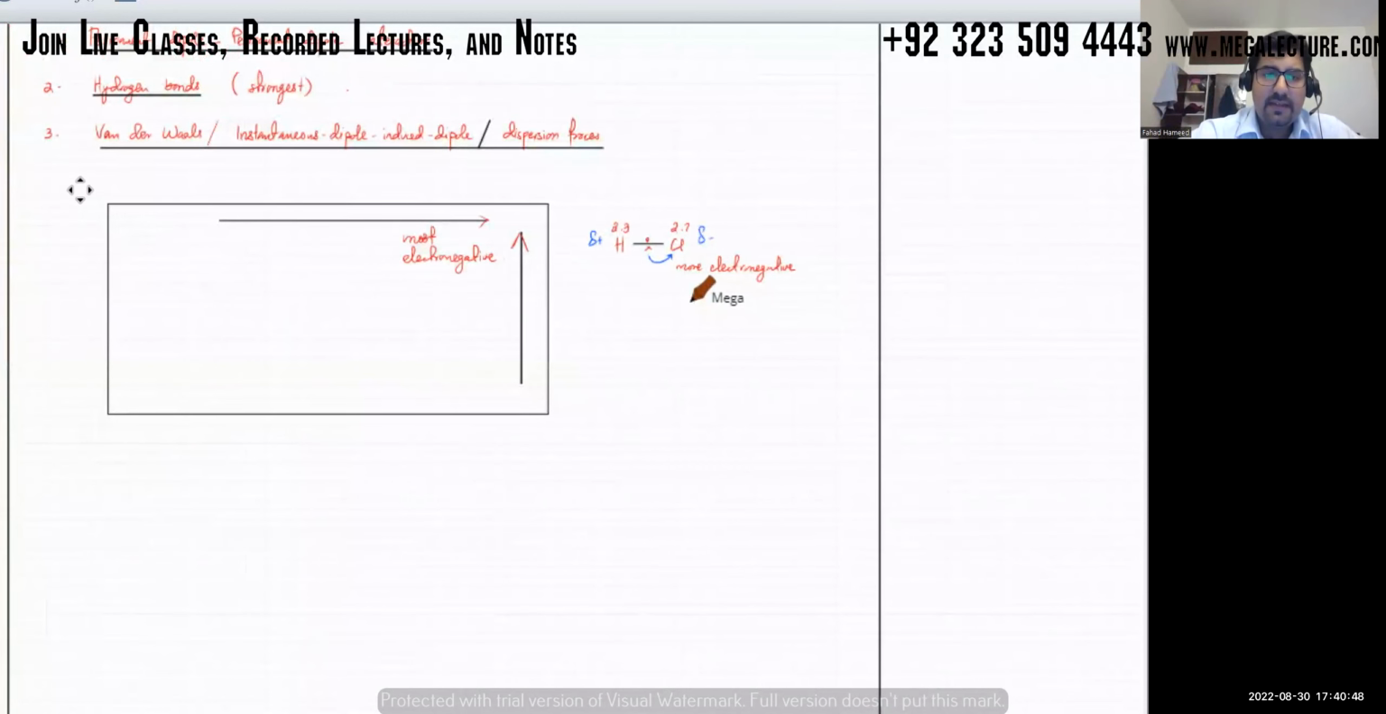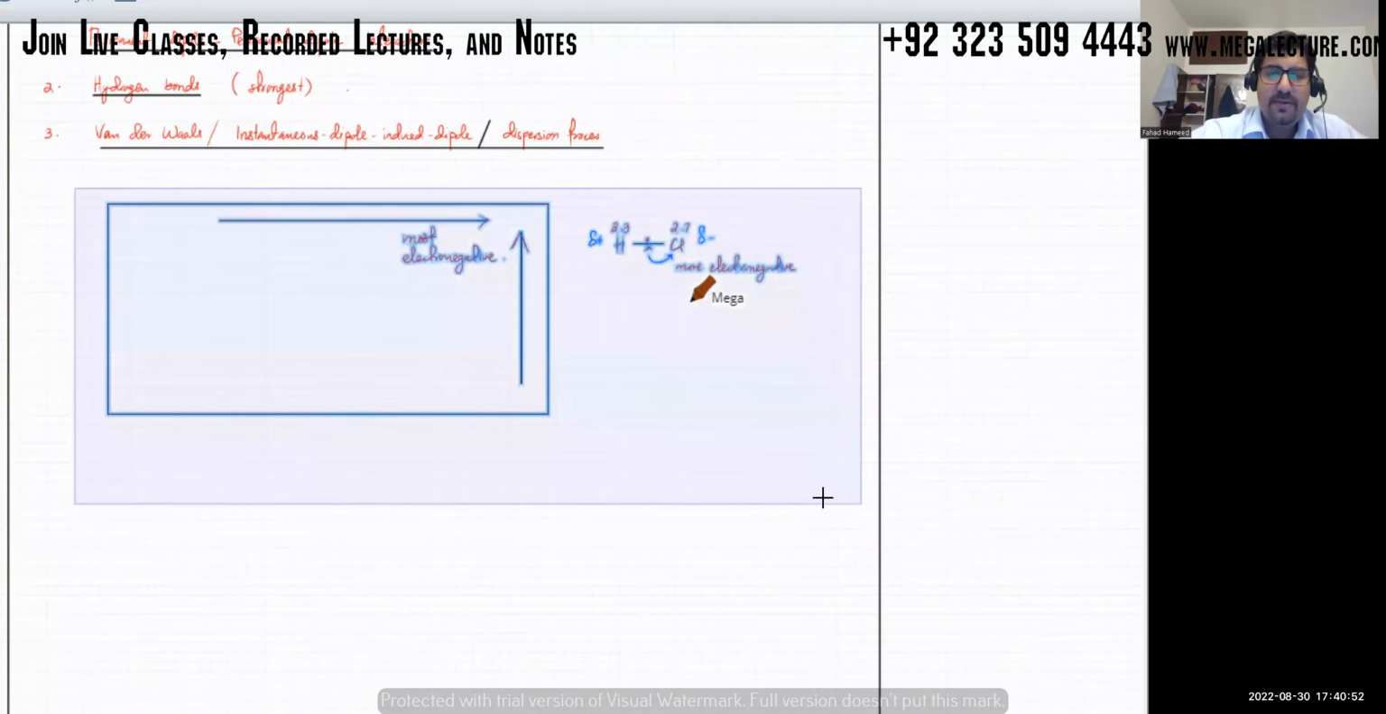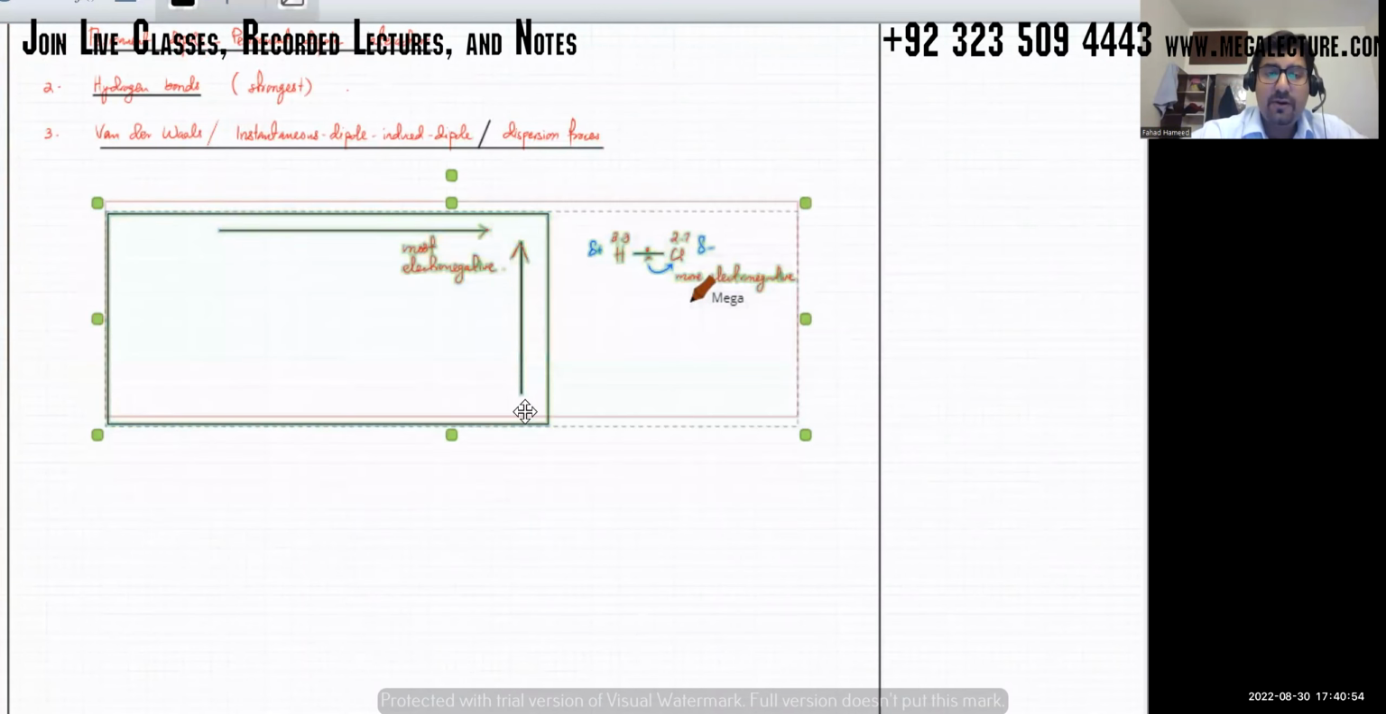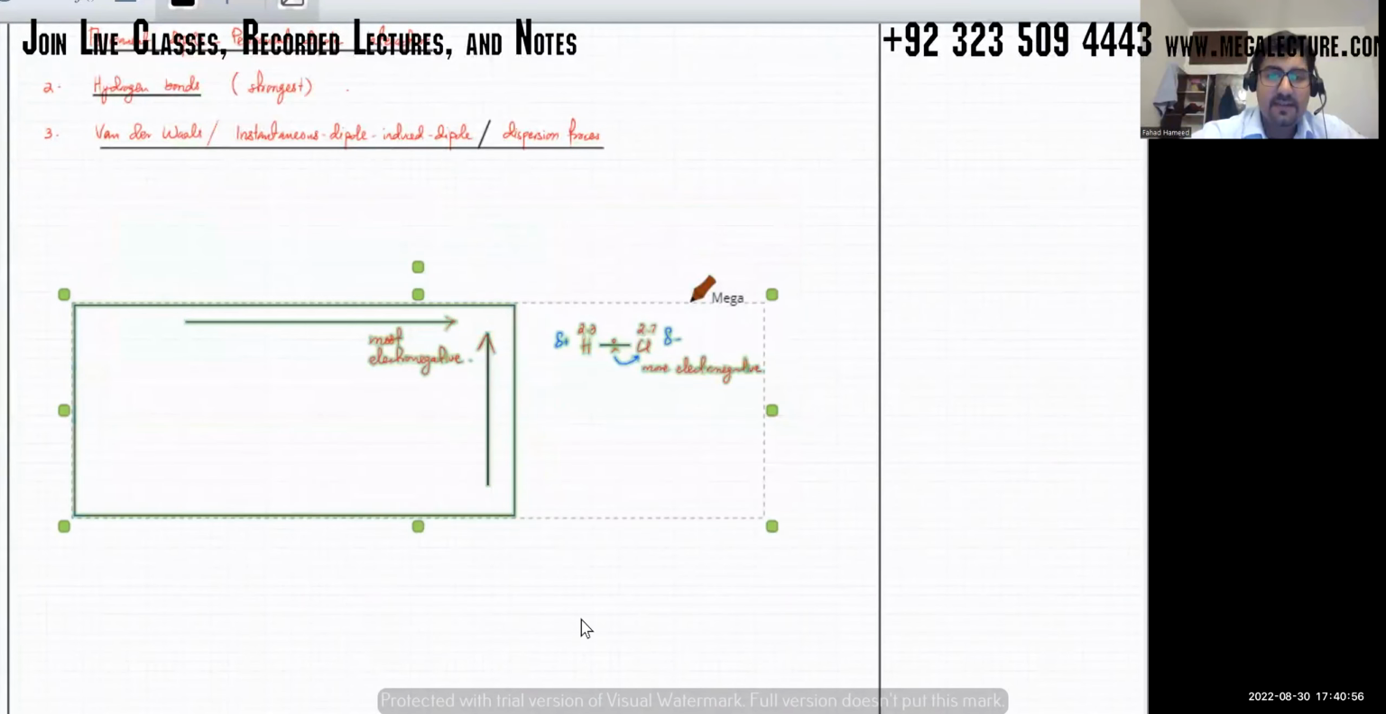इसको मैं heading एक second दे दूं permanent dipole की. So that's known as permanent dipole. That's the first type of intermolecular force that exists.